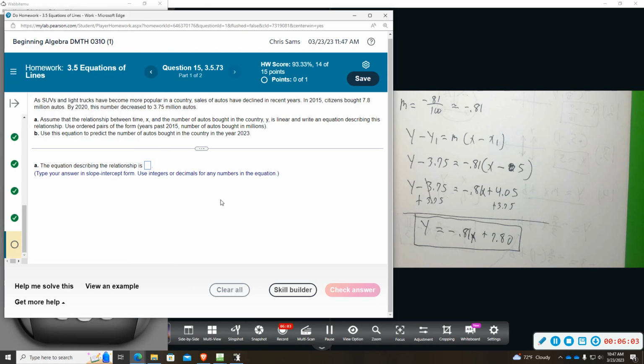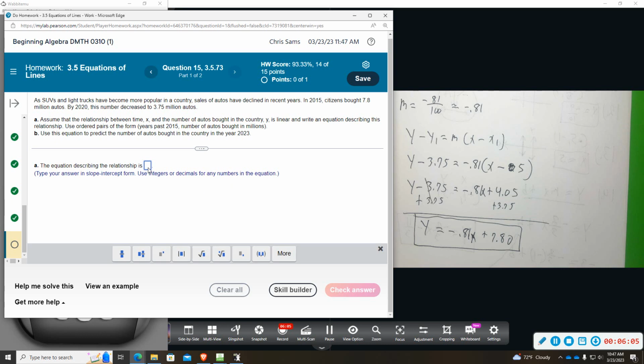So we're going to input that. y equals, and it says slope-intercept form, integers or decimals. So decimals are going to be fine this time. Negative 0.81x plus 7.8.